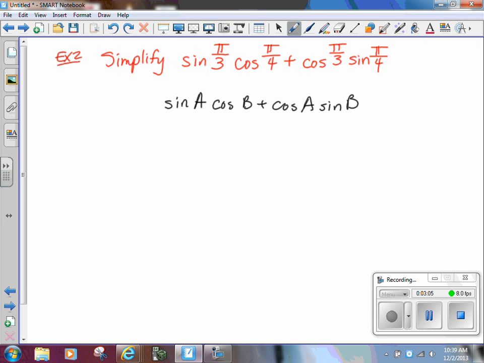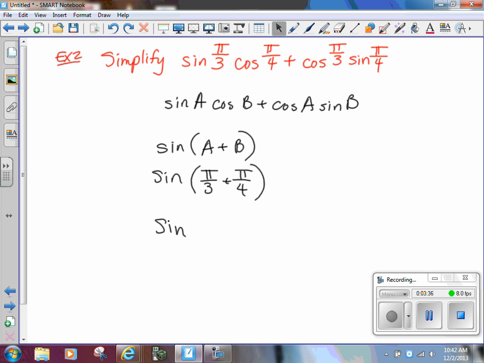All I'm doing is substituting pi over 3 for A and pi over 4 for B, because I just need it to look like the formula. Okay? Which formula did you get? The addition. So A plus B, or S plus T, it doesn't matter. Sine of pi over 3 plus pi over 4, right on.